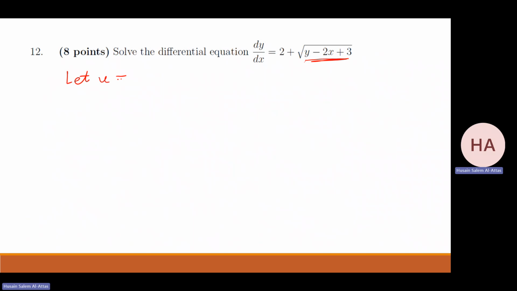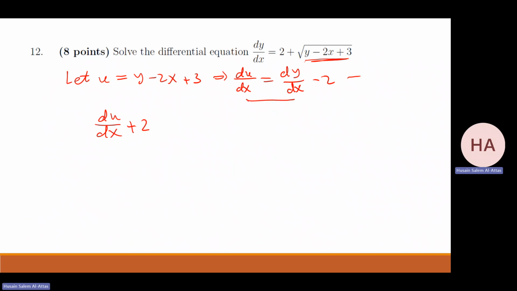Let u equal y minus 2x plus 3. What will be du? du over dx will be dy over dx minus 2. Plug the numbers. I have du over dx plus 2 from here. That means dy over dx will be 2 plus du over dx equals 2 plus the square root of u. Now we'll make it very easy.